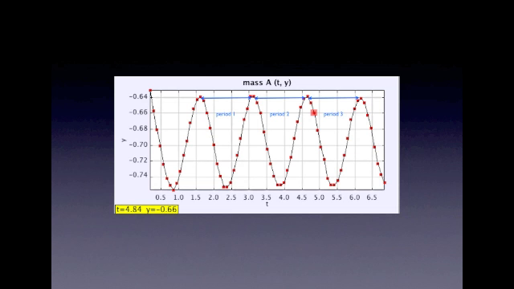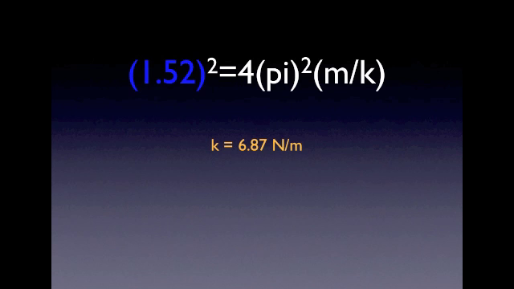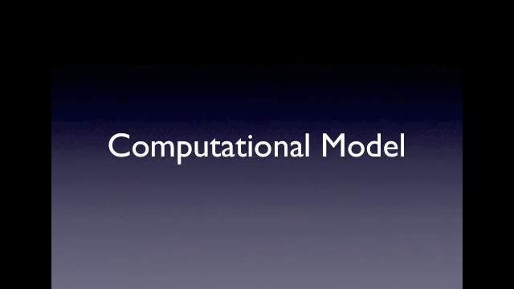This value came out to be approximately 1.52 seconds. By plugging this value into the previously shown equation, I found the spring constant to be approximately 6.87 newtons per meter. Now I am able to begin creating a code to model the observed motion. For the initial position of the ball, I found the corresponding x and y values of the ball at time t equals 0 in Tracker.